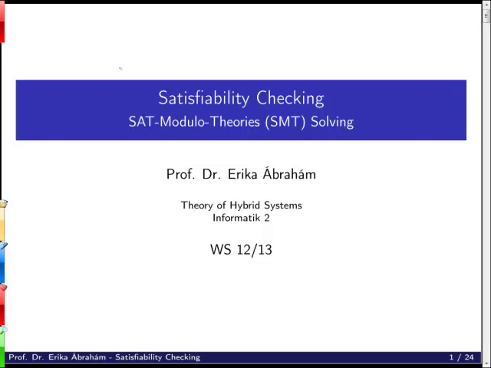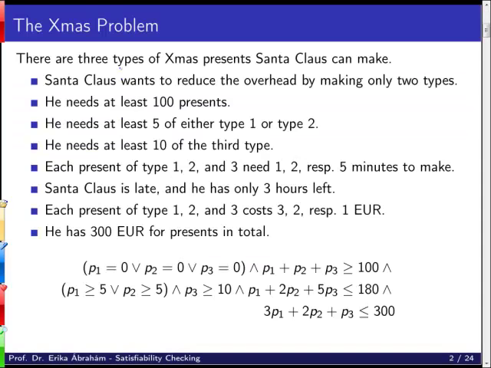Last time we looked at the simplex algorithm to solve linear real arithmetic formulas, and today we recall again the SMT approach, SAT modulo theories approach, and look at how simplex can be embedded into this approach. So this problem we already know. The stated formula is the Christmas problem as a Boolean combination of linear constraints. Actually the variables were integer values, but we assumed for the first that they are real.